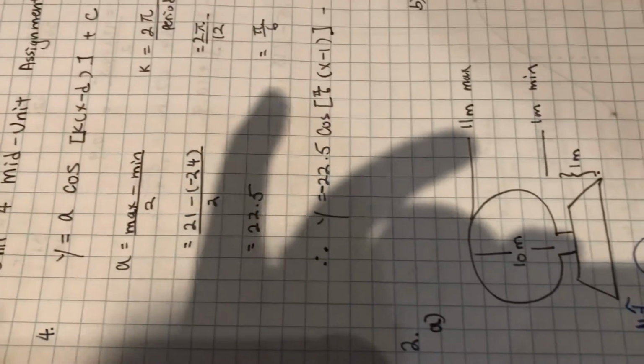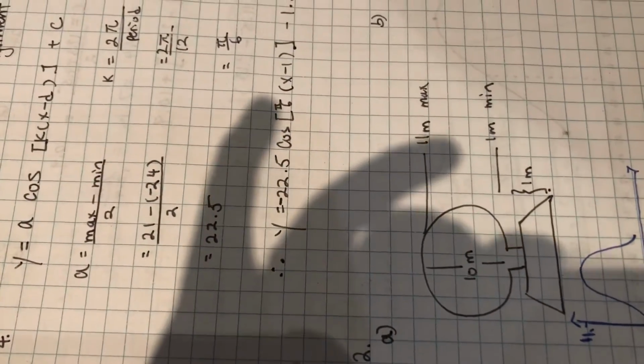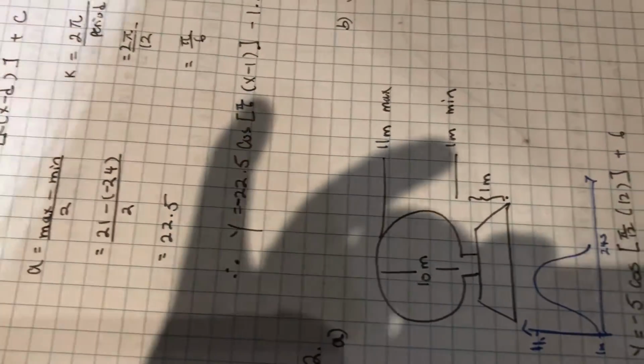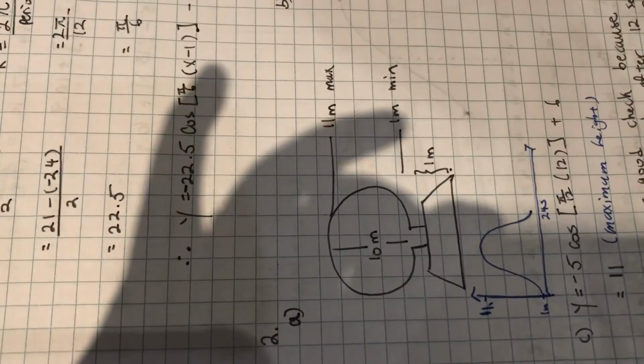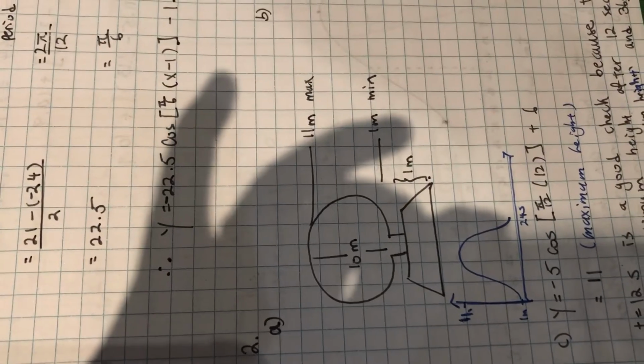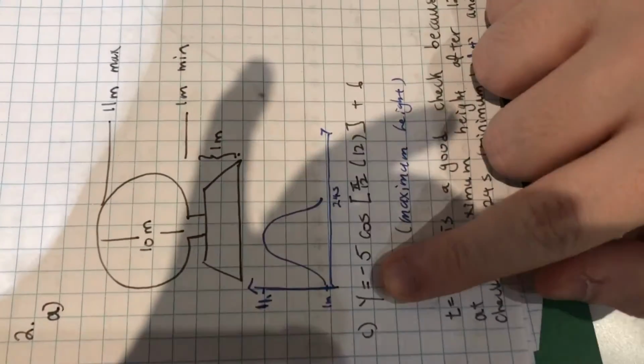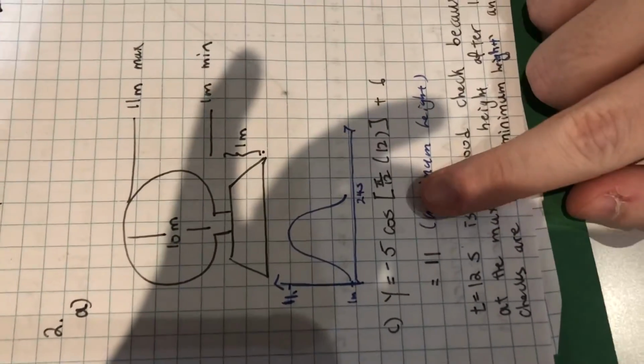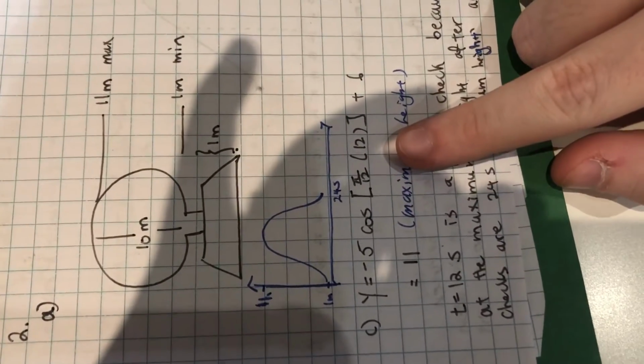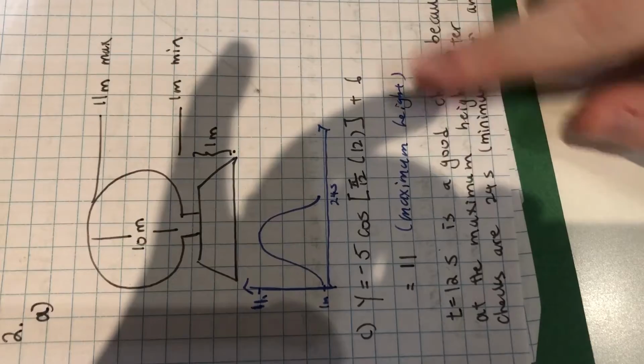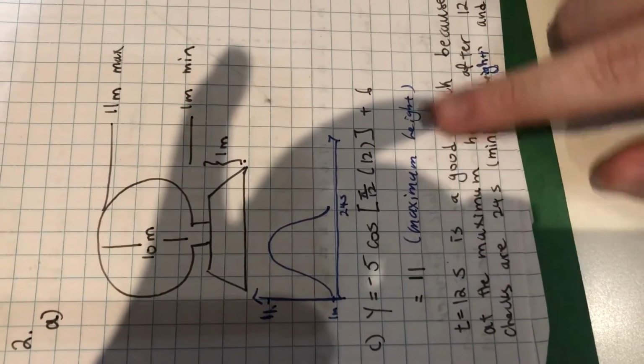Check the accuracy of your equation by using t equals 12 seconds. Explain why this provides a check of the accuracy of the equation. What are 2 more values that would provide a good check? So, y equals negative 5 cosine pi over 12 times 12 plus 6, which would equal 11, the maximum height.